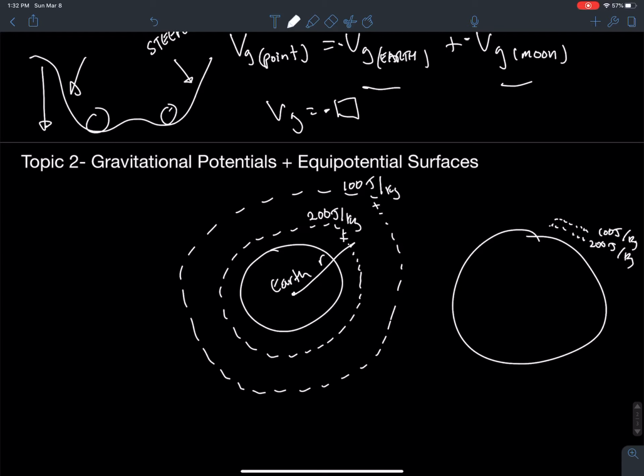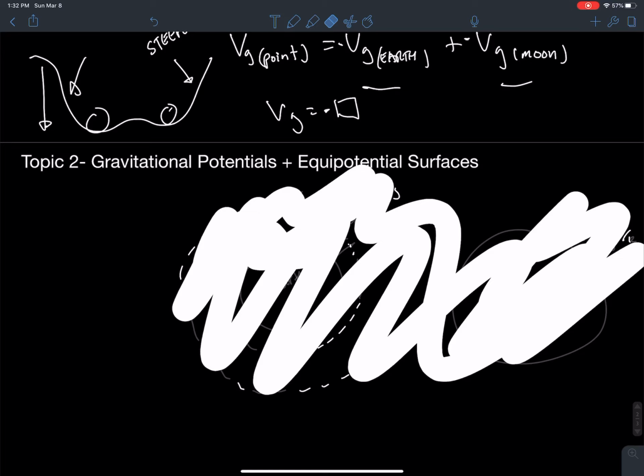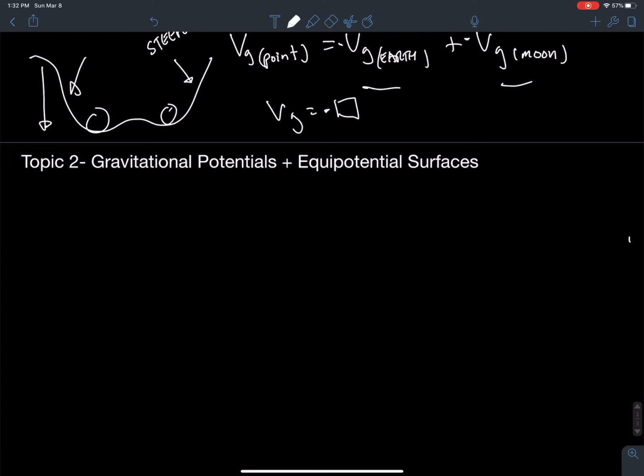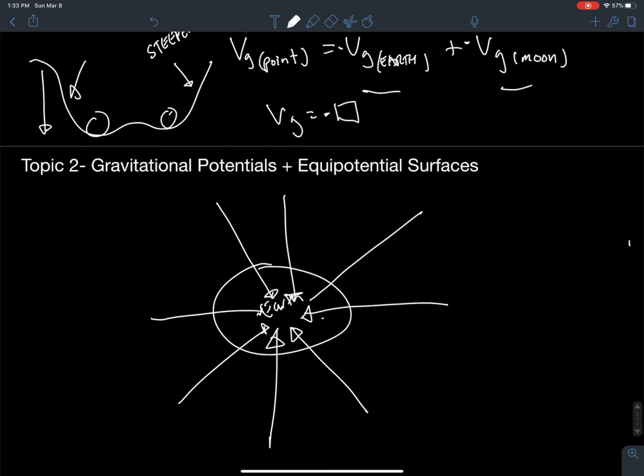And another way to describe how they relate to gravitational fields, I'm just going to erase all this, is just to give you another perspective of how they work, those concentric rings. If I drew an object, such as the Earth, and then I drew the gravitational field around it.